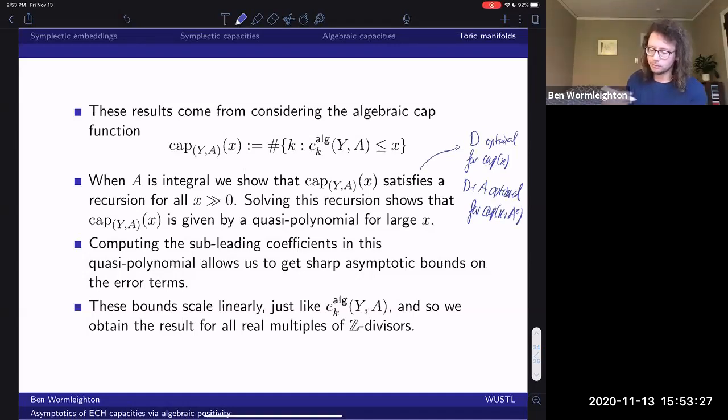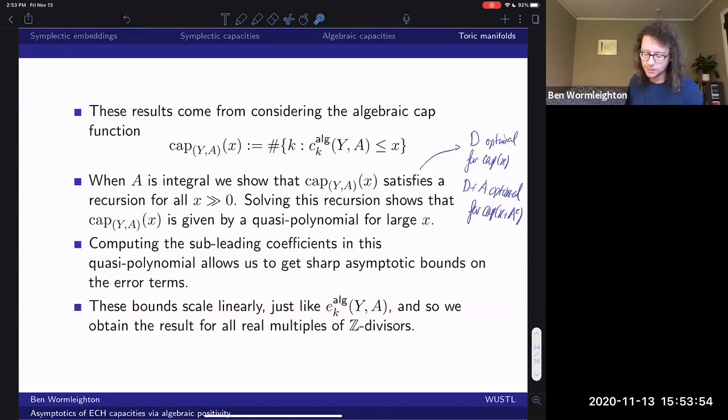Okay, and so in this way, what happens is we generate a recurrence relation involving cap x and cap x plus a squared, which holds when x is big enough. That allows us to solve fairly explicitly for this cap function. It's given by some quasi-polynomial, but you can figure out what each of the terms are because you know that the period is given by this a squared.